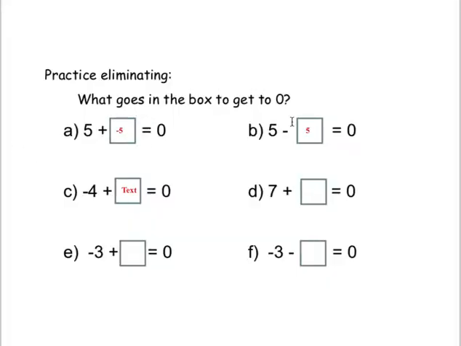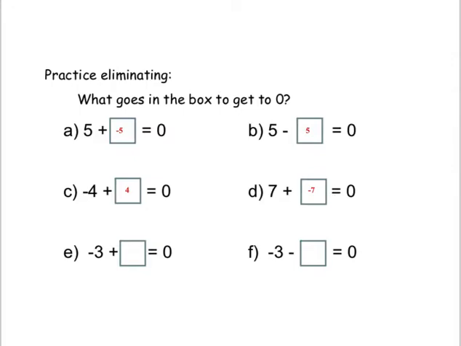As you can see, I've already done a couple of them. So what goes in the box to get 0, right? 5 plus -5 gives us 0. Same over here: 5 minus 5 is 0. So -4 plus what would give us 0? -4 plus +4 is going to give us 0, because a minus and a plus gives us 0. It's the same number. So 7 plus -7 is going to give us 0.